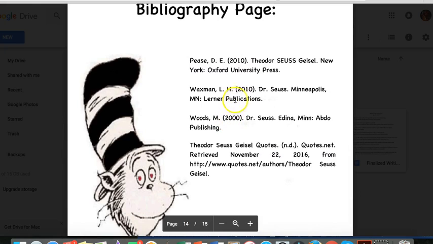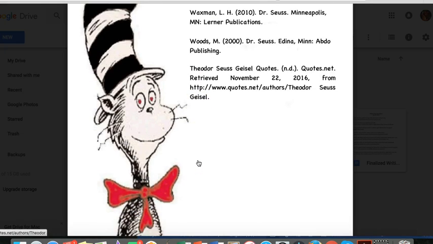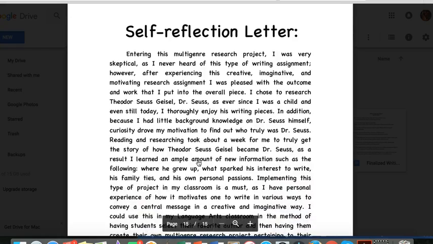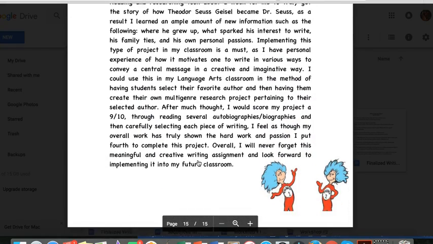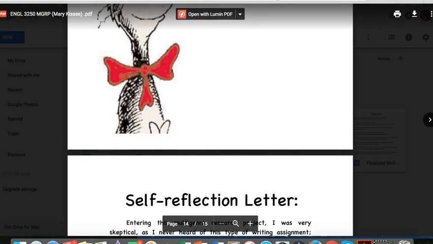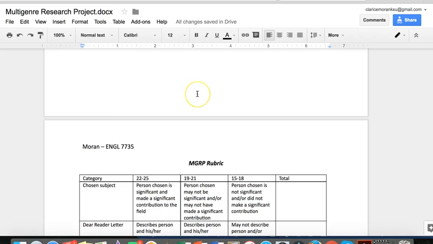So that's the book that she used. Actually, she used a couple books and then had some other sources as well. And then at the end is her self-reflection letter, what she thought about the project and what she learned from the project. So I hope that's helpful to you to see that example.